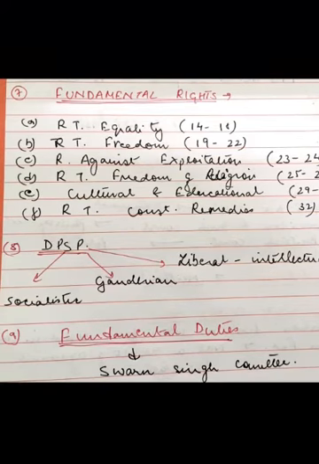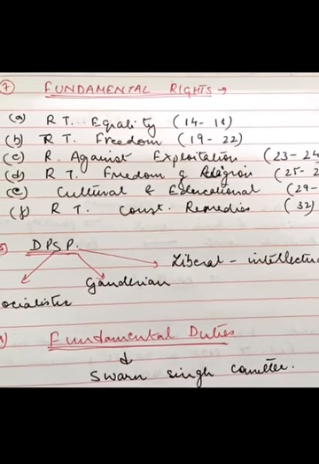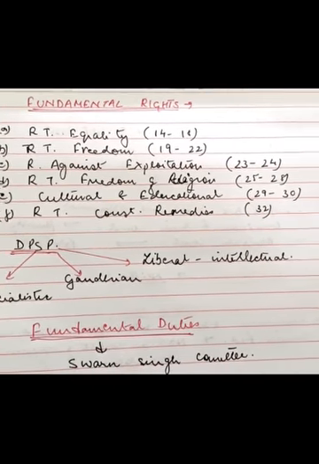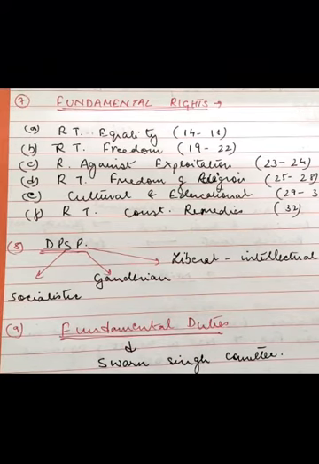So all these rights we'll be explaining in some other video. Here, the next point is the DPSPs, that is Directive Principles of State Policy. According to B.R. Ambedkar, these are a novel feature of the Indian Constitution, and these are enumerated in Part 4 of the Constitution, unlike the fundamental rights, which are enumerated in Part 3 of the Constitution.